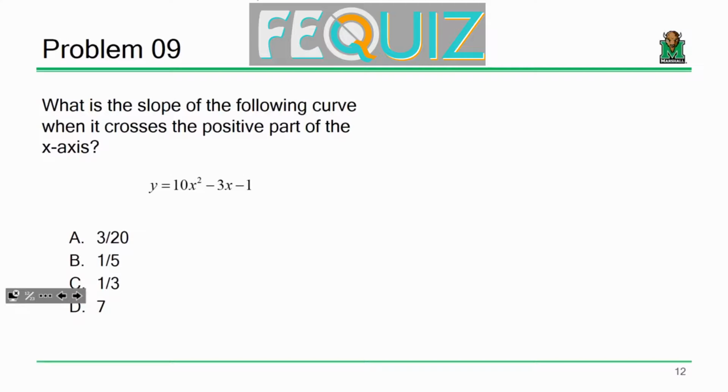What is the slope of the following curve when it crosses the positive part of the y-axis? The slope of the curve.